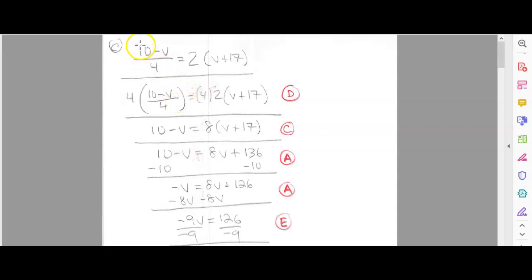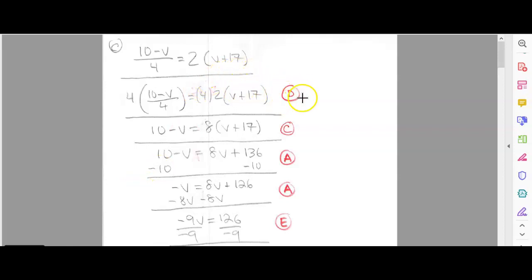We have our first equation. We have 10 minus v over 4. So in a sense, we have a fraction, okay? I know you're like, wait a second. Strange looking fraction, but fraction, okay? And it says equals 2 times the quantity of v plus 17. Let's go through the process.